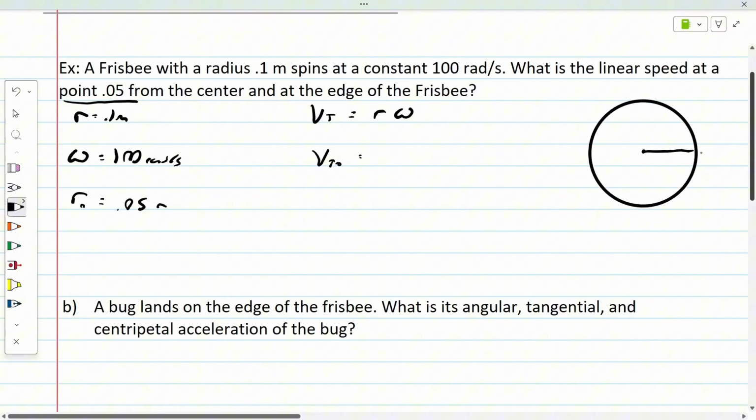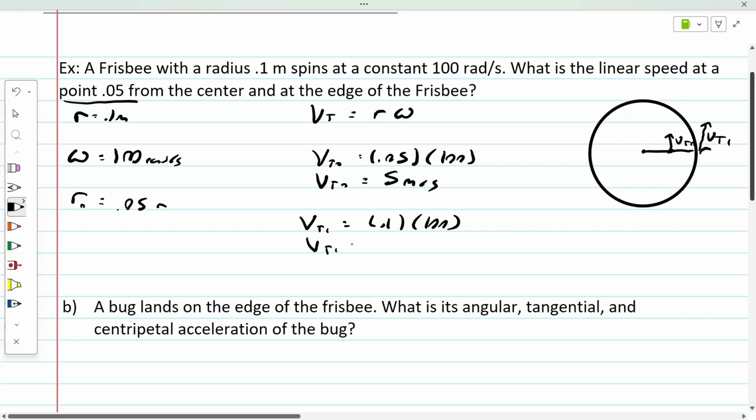If this is the radius, if you were at this point right here traveling with some velocity, and you'll be at this point traveling with some velocity, we'll denote this one as velocity 0, this one as 1. So this radius is 0.05 times omega, which is 100, and so we would get 5 meters per second. And then this velocity tangent at the very edge is going to be the entire radius of 0.1 times the 100. And so this tangential velocity is equal to 10 meters per second.